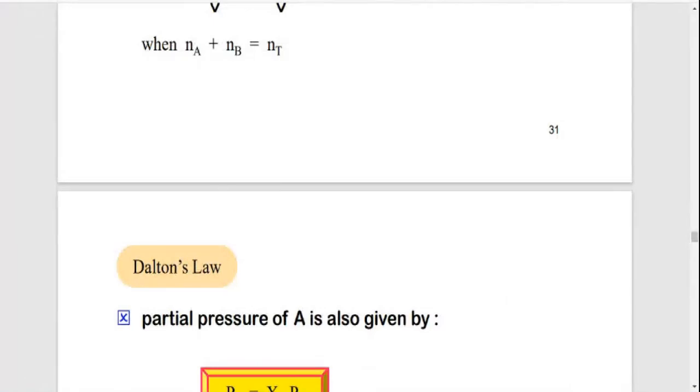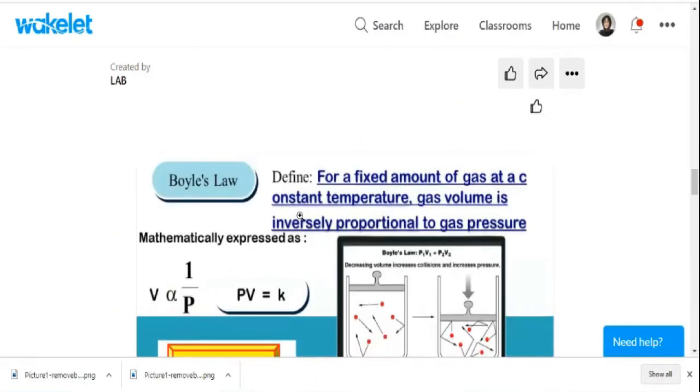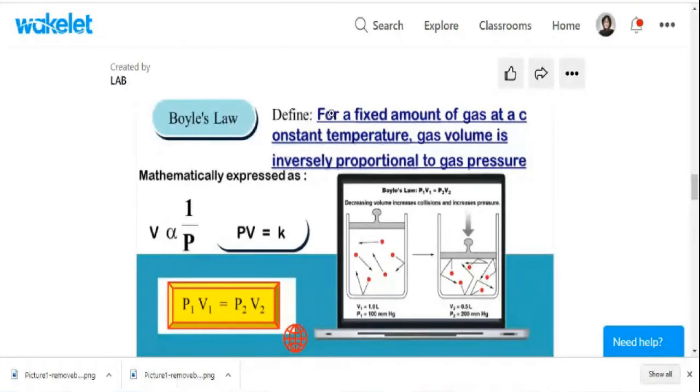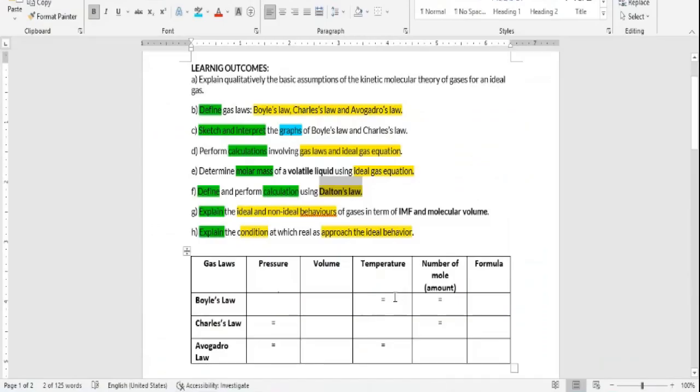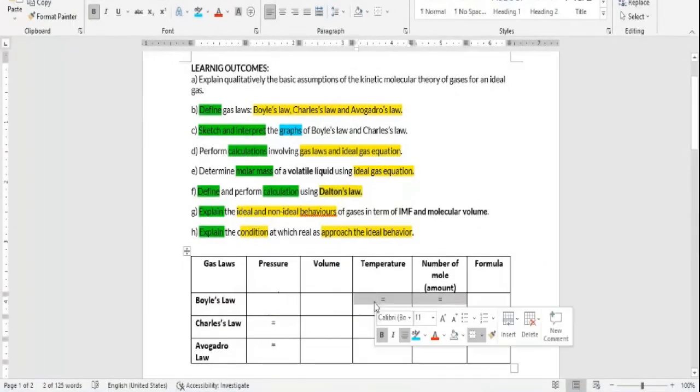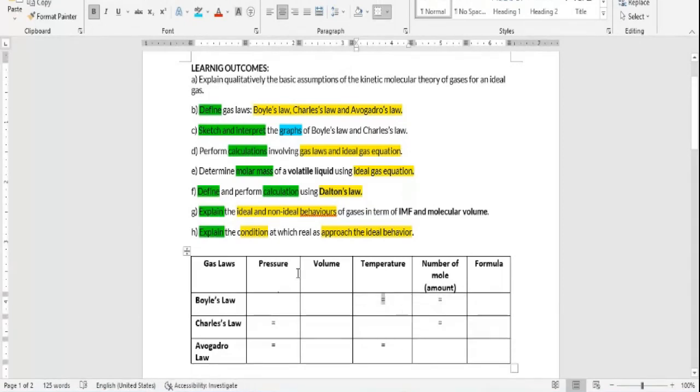We go to here first. Boyle's law states that for a fixed amount of gas at constant temperature. So fixed amount of gas, constant temperature, so this is the constant variable. There are 4 variables: pressure, volume, temperature, and number of mole or amount of gas. So we must know these 2 variables are constant for Boyle's law.